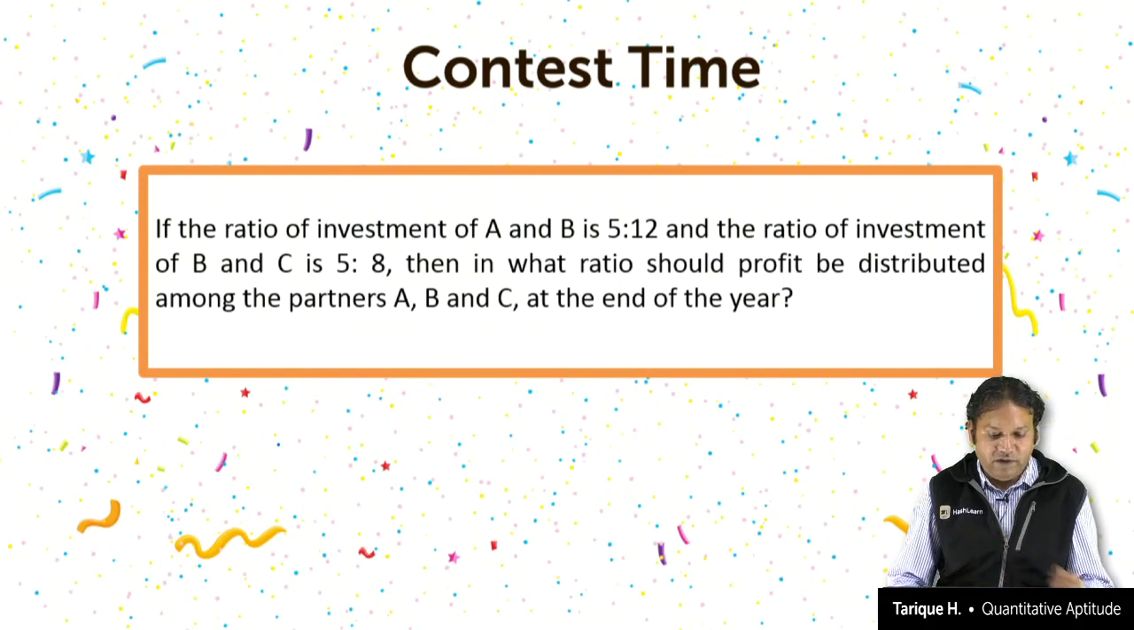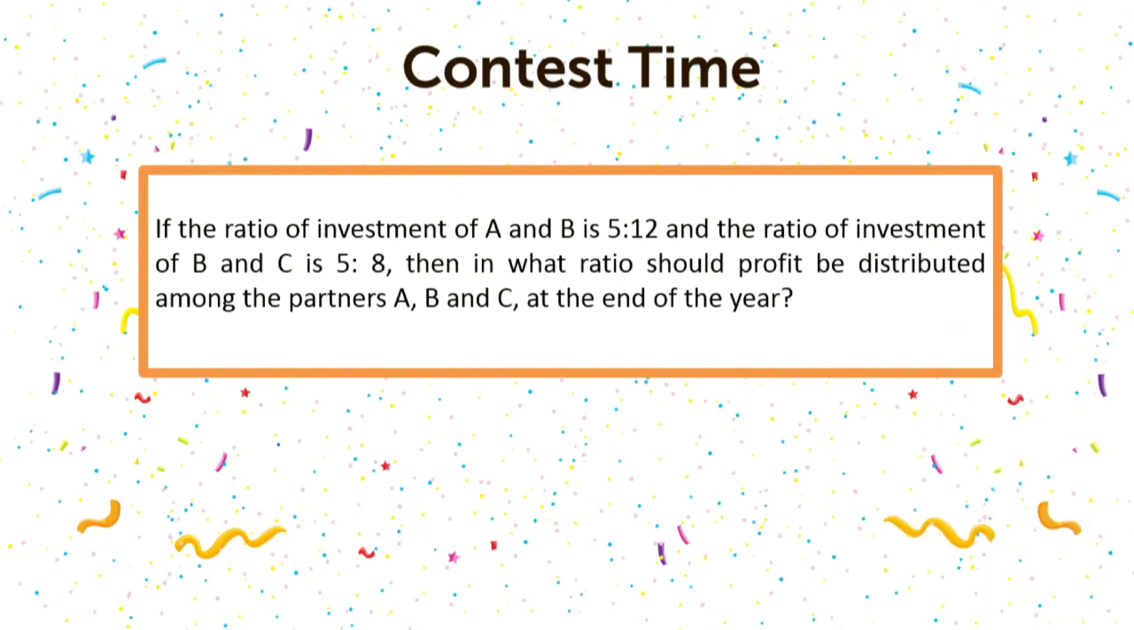If the ratio of investment of A and B, 2 partners, is 5 to 12, and the ratio of investment of B and C is 5 to 8, then in what ratio should profit be distributed among the partners A, B and C at the end of the year? You can try solving this question and post the answer in the comment section. I will be discussing the answer for this contest question in today's session itself. So you'll get to know how to solve this particular question. You try it yourself, note it down, solve the question, and you'll see how to get the answer.